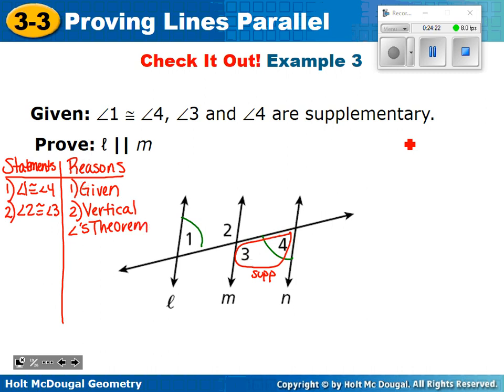Again, my second hour class always says vertical because they had a lot of trouble spelling vertical. And now that they're in chapter 5, they have to be able to spell vertical. So they say vertical. Vertical angles theorem gives us 2's congruent to 3.